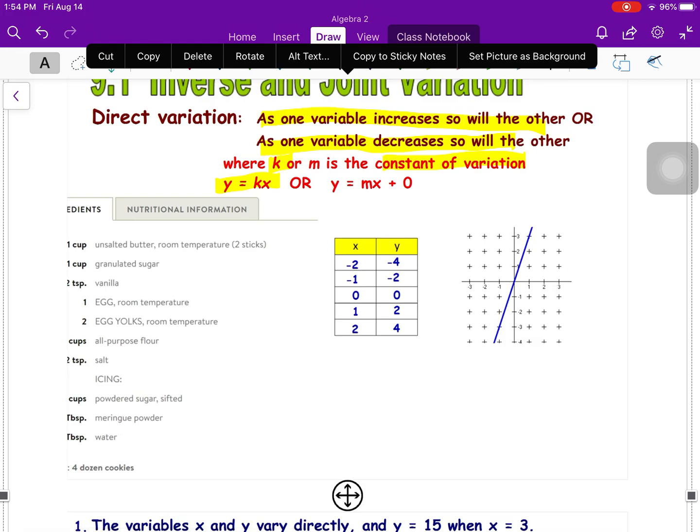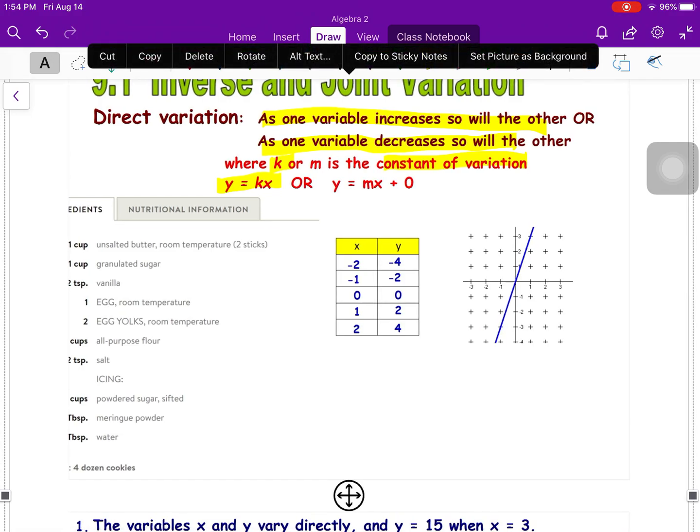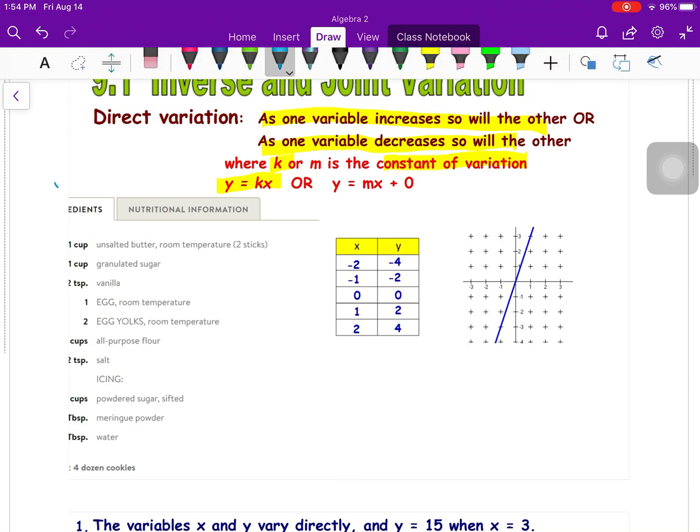If I have a recipe and I'm going to double it, I would double the butter, double the sugar, double the vanilla, double the eggs, etc. So this would be y equals 2x. In a table, as x increases by 1, y increases by 2. So this is also y equals 2x. And notice the y-intercept is 0.